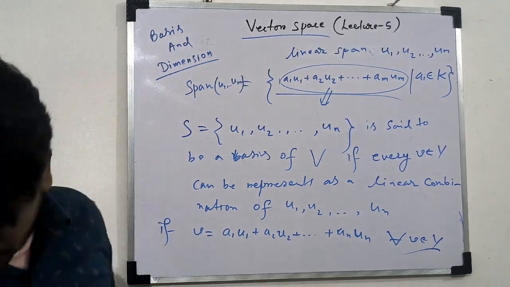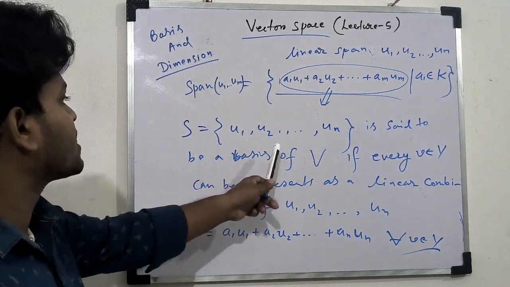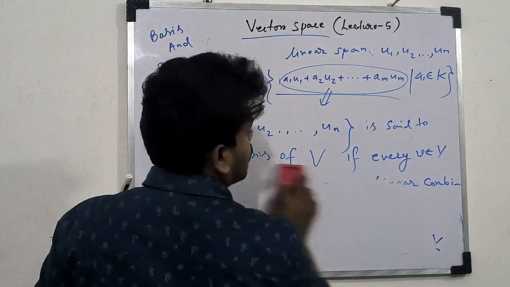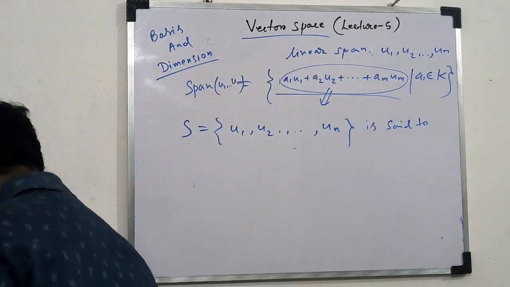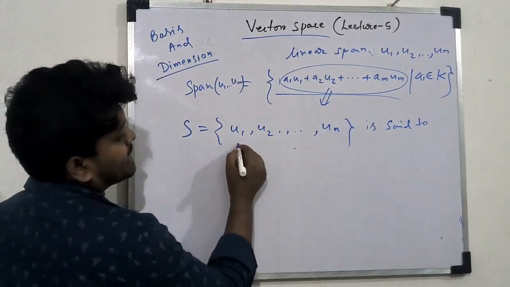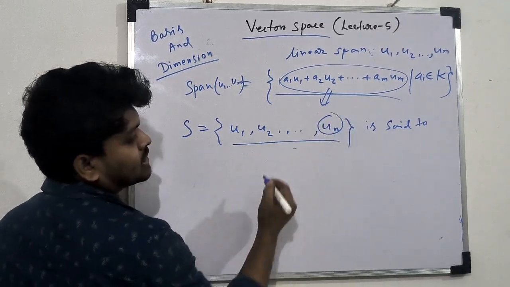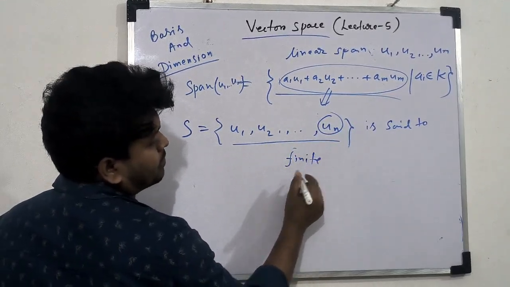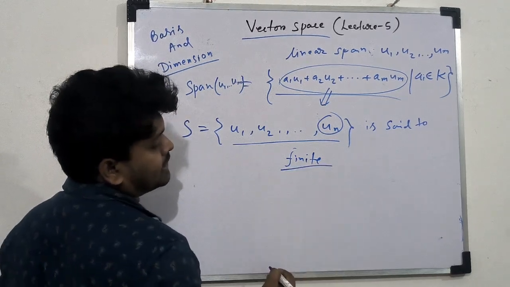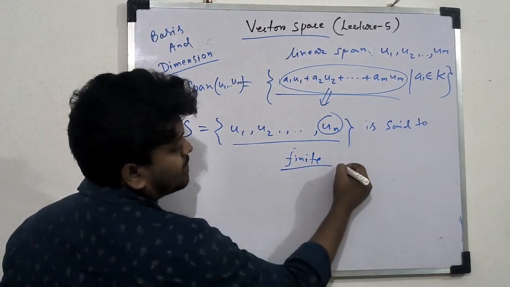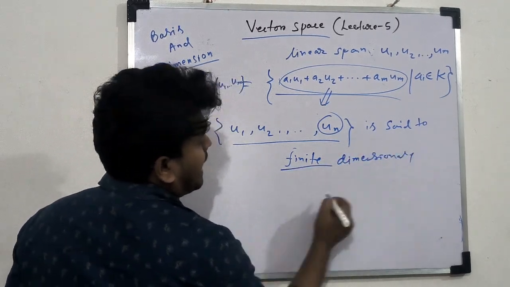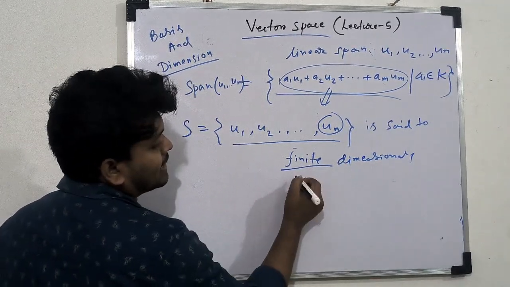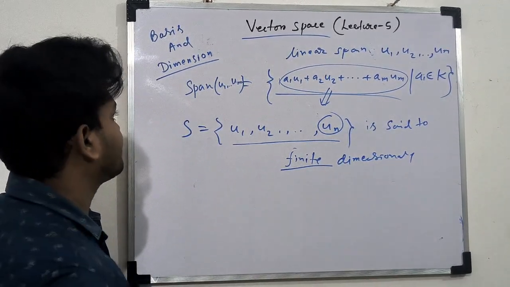And the dimension is the number of elements in the basis of the vector space. If you can find a basis which contains n elements, that is a finite number, then the vector space is said to be a finite dimensional vector space, and if the basis is infinite, then it is an infinite dimensional vector space.